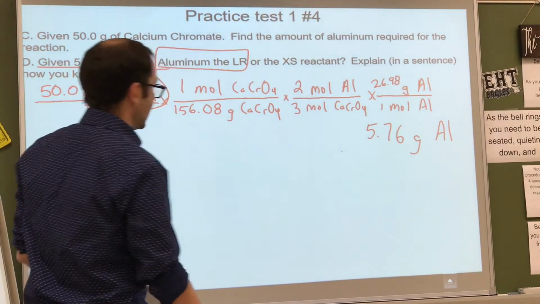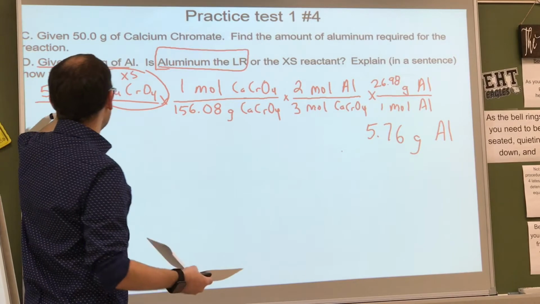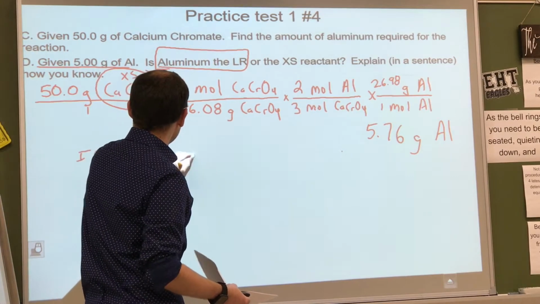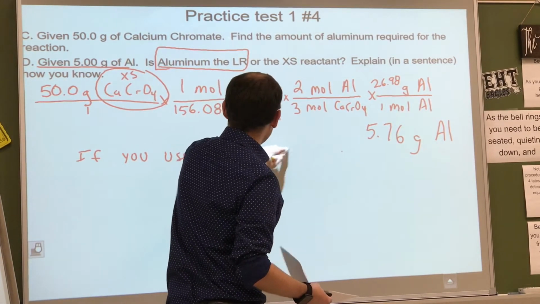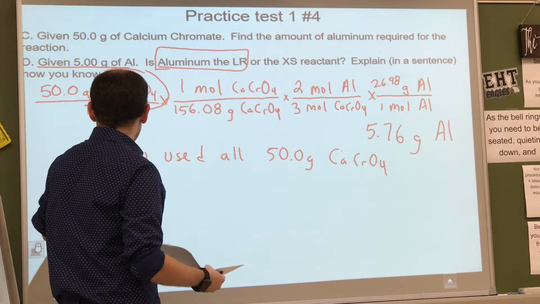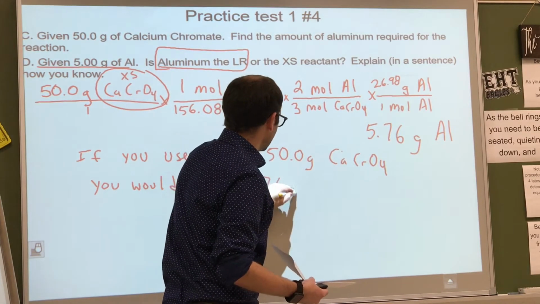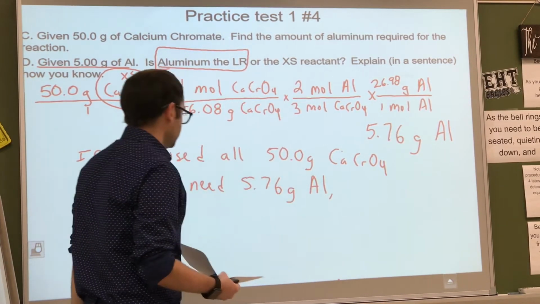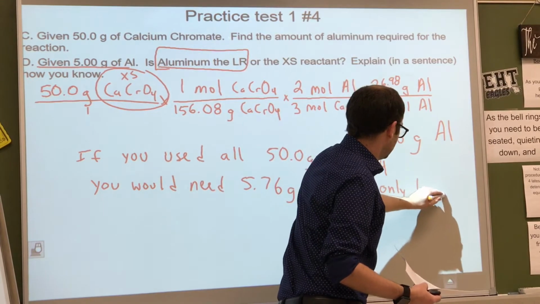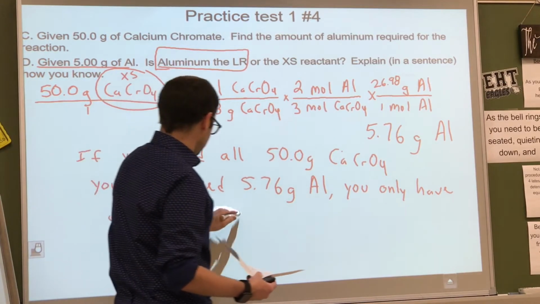Okay, so explain it in a sentence. Now, this is the part where you have to come up with it, where you can basically read what it says here. You could say something like, if you used all 50.0 grams of CaCrO4, you would need 5.76 grams of aluminum. You don't have that. You only have 5.00 grams of aluminum. And then aluminum.